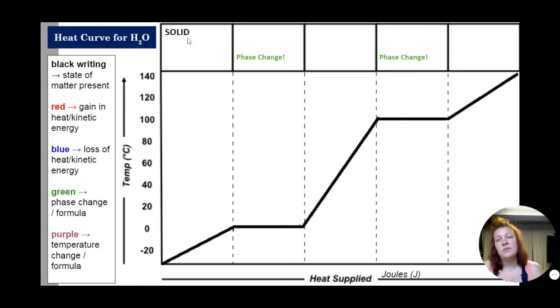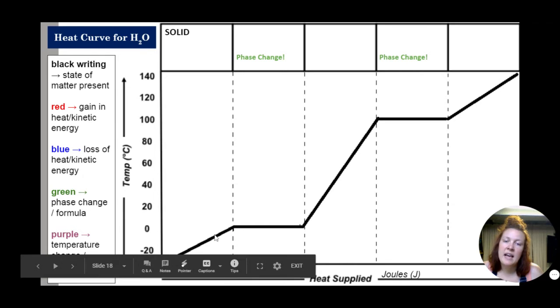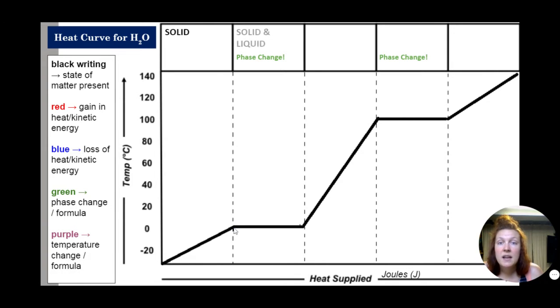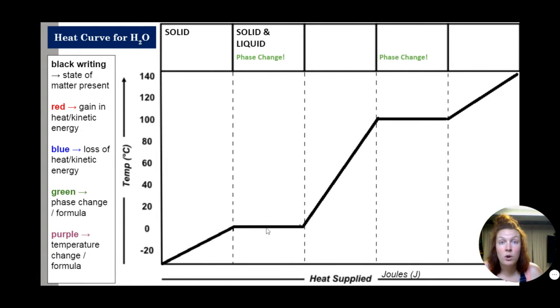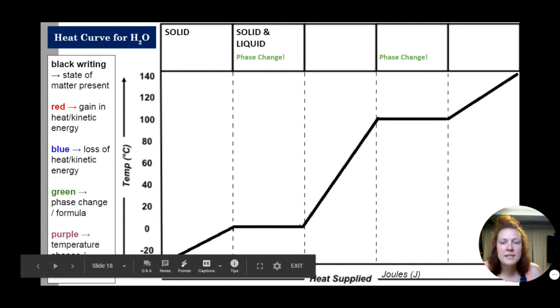So as far as the matter, on our far left-hand side, anything that lines up on this line or falls on this line before that first plateau is going to be a solid. That means as we're going through melting, if we're moving from left to right, we're adding more heat into the system, and so we're becoming more liquidy. Think of a melting ice cube.